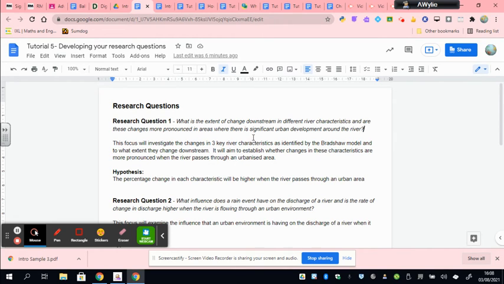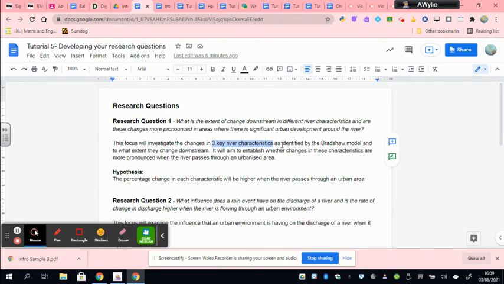However, some students then like to go a little bit further, where they have a little bit of description that just fleshes out the research question, which is what I've done here. So this focus will investigate the changes in 3 key river characteristics. So what I'd be saying is I'm going to look at 3 things in the river, which later on we would maybe find out would be the discharge, the bed load size, and the efficiency of the channel. So we could be looking at 3 different things.